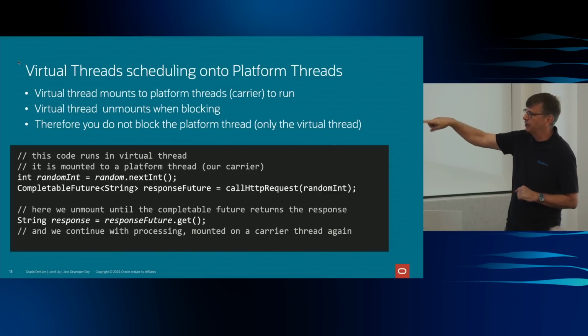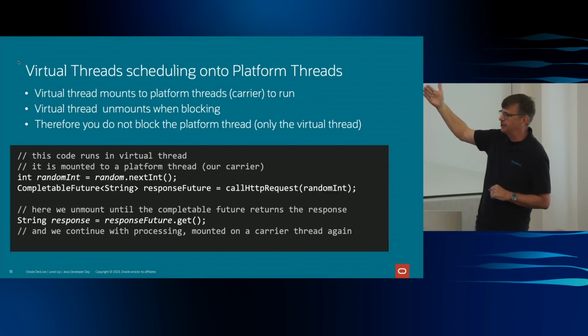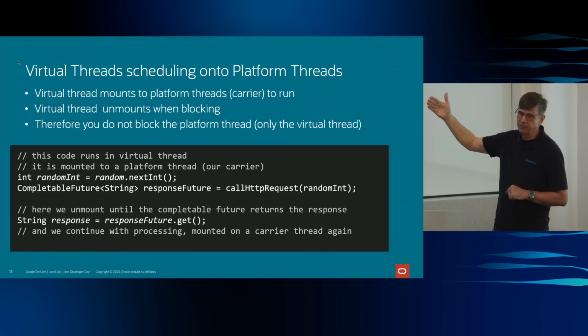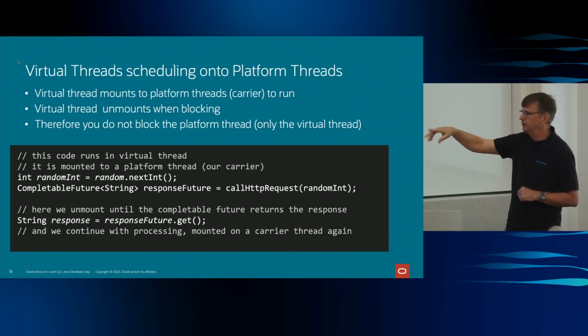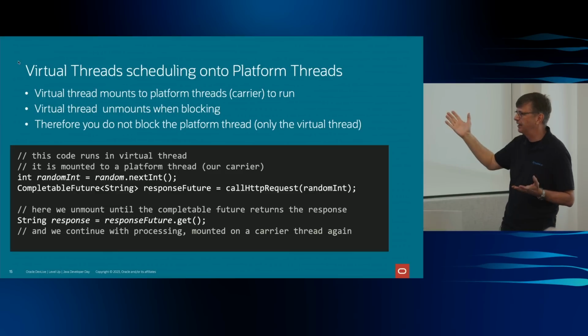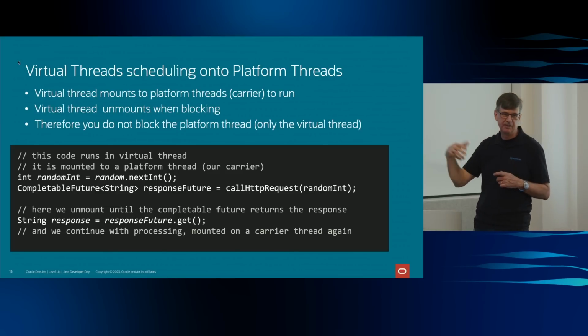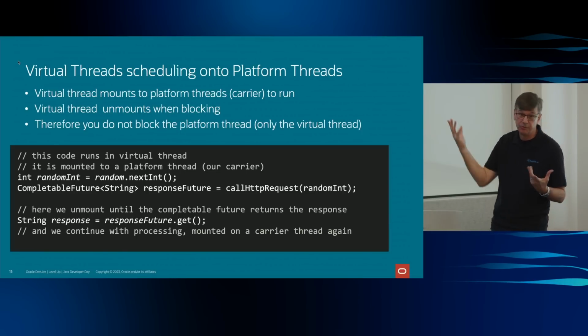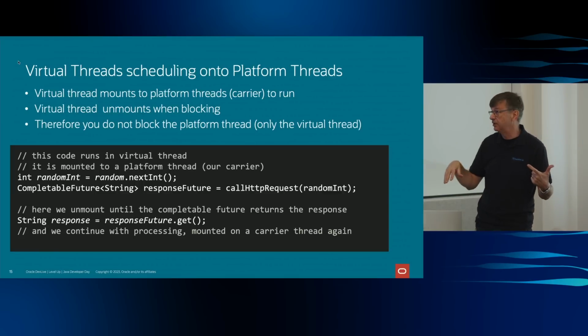So what I have here is a little code snippet, and let's imagine this is running in a virtual thread. So you're running in the virtual thread, it's scheduled onto a platform thread, so the platform thread is running this code. You do the random nextInt. That's a non-blocking operation that executes. Then let's say you make an HTTP request with an HTTP client. And most HTTP clients these days support asynchronous programming. So in that case, that would be non-blocking because you get back a CompletableFuture. So that's a non-blocking operation.